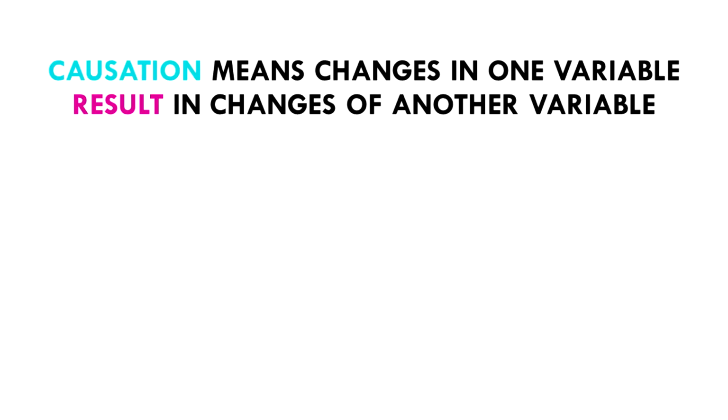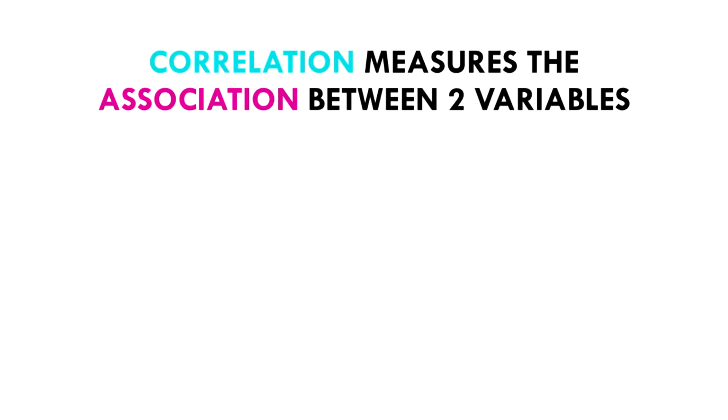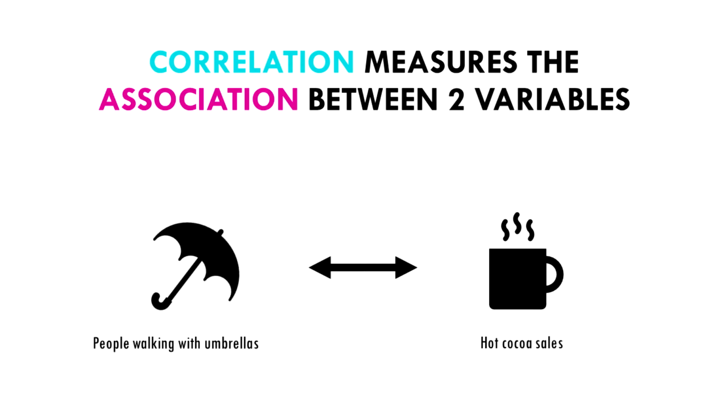other way around. Causation means that one variable, often called the predictor variable or independent variable, causes the other, which is often called the outcome variable or dependent variable. Correlation, on the other hand, measures how two variables are related, so the association between two variables. When two variables are correlated, we cannot conclude that one variable causes a change in the other. This relationship could be coincidental, or a third factor may be causing both variables to change.